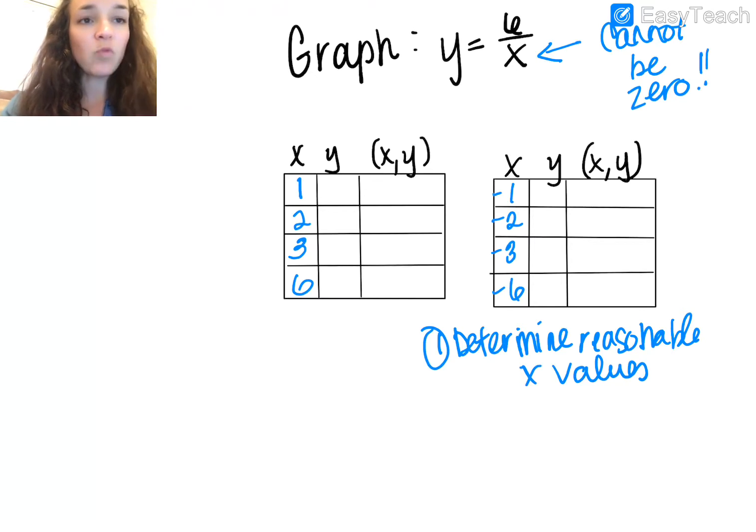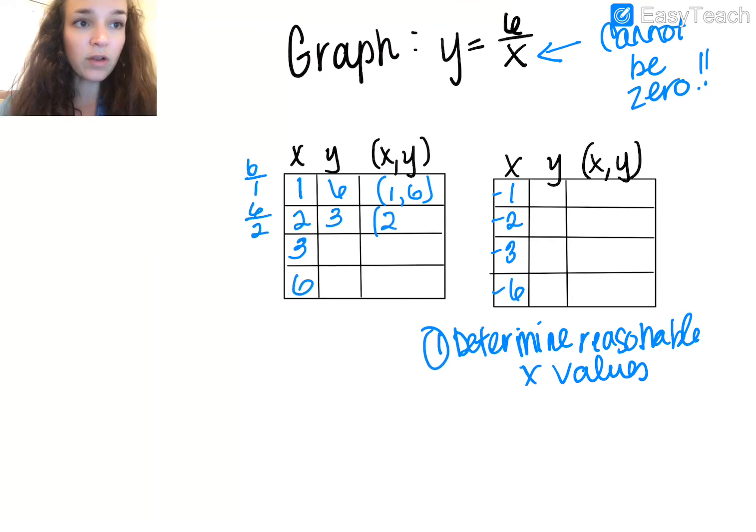So if I plug in 1, that just means I'm doing 6 divided by 1, which would give me 6. So that coordinate then would be 1, 6. Then I'm doing 6 divided by 2, which would give me 3. So that coordinate would be 2, 3. I think you see where this is going. 6 divided by 3 is 2, so that would be 3, 2. 6 divided by 6 is 1, so that would be 6, 1.